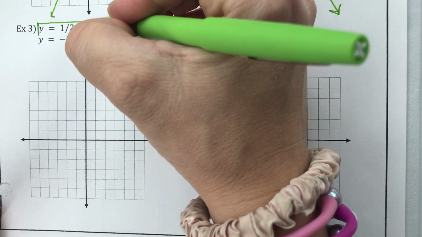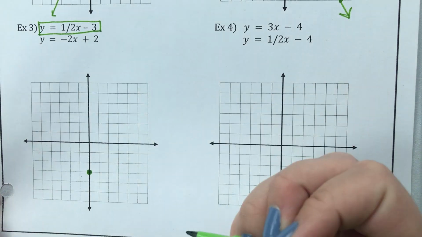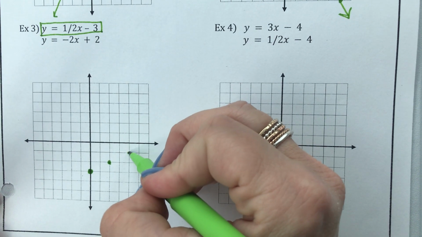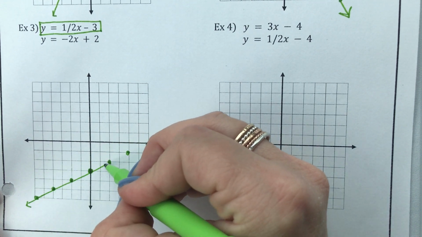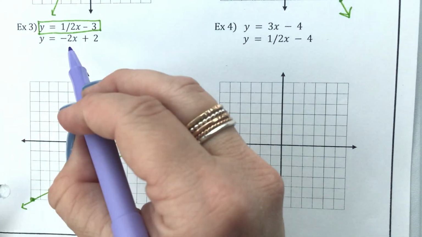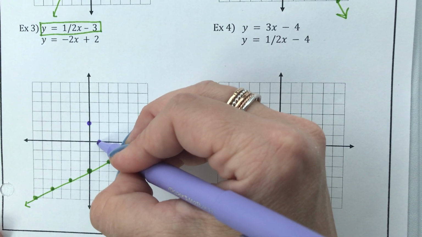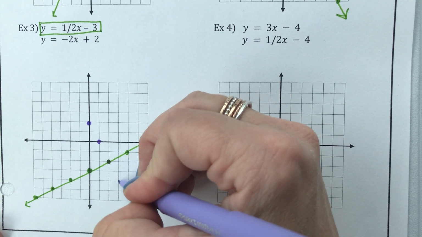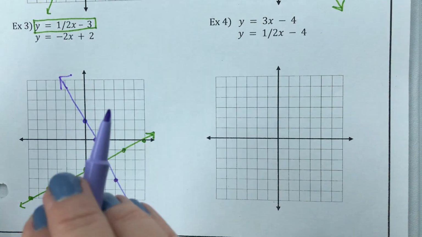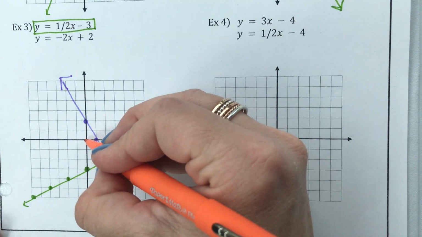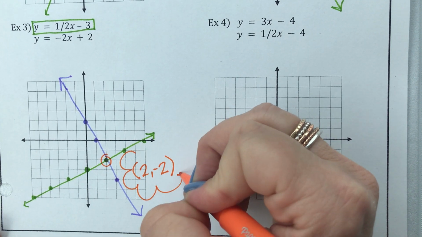Okay, on this one, I have y equals 1/2 x minus 3. So I'm starting at negative 3, rise 1, run 2, or down 1 over negative 2. So that is my green line. And then my purple line is negative 2x plus 2. So I start up there at 2, down 2 over 1, down 2 over 1. The point where they're intersecting is the ordered pair 2, negative 2. That would be our solution.